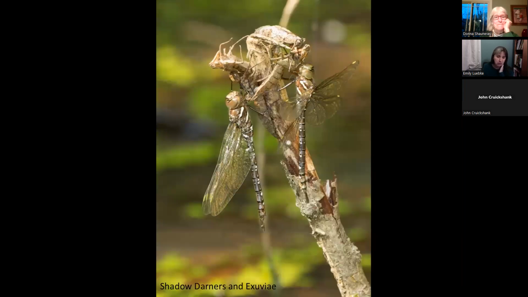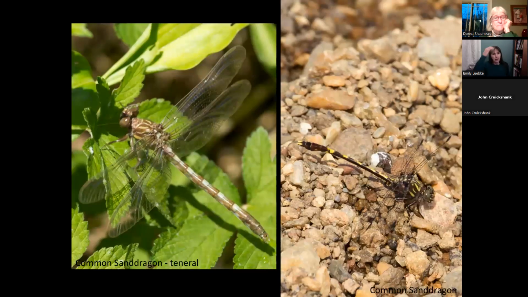Okay, here's a couple more. These are shadow darners and their exuvia. You can see there's exuvia here, here, here. There's a whole bunch. There were a whole bunch that were emerging at a similar time here. Yeah, so it's a special thing to see.